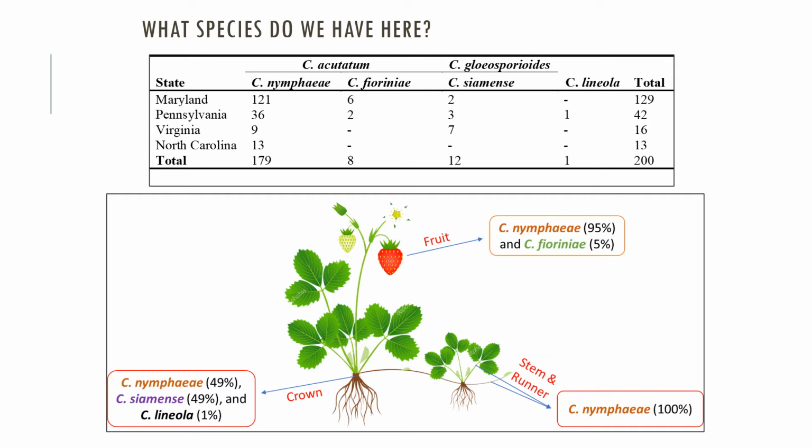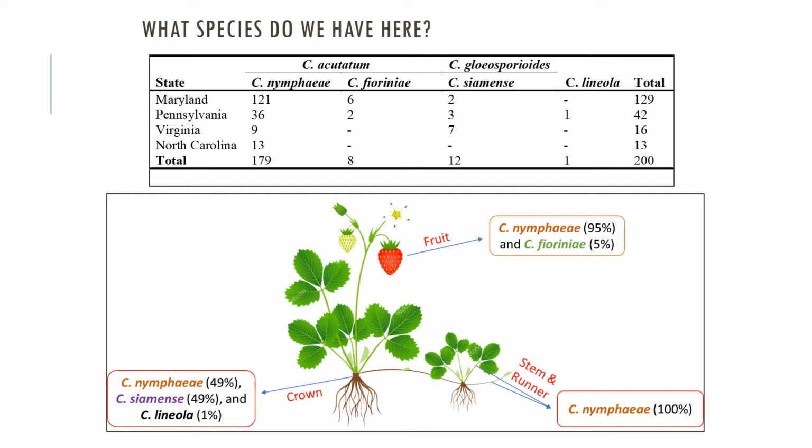Looking at the species from different host tissues, for those from the fruit, 95% were Colletotrichum nymphaeae and 5% were Colletotrichum fioriniae. With regard to isolates from the crown, 49% was nymphaeae and 49% was Colletotrichum siamense, which belongs to the gloeosporioides complex, and the Colletotrichum nymphaeae lineola only made up 1%. As for the isolates from the stem and runners, all of them were found out to be nymphaeae. Now, however, most of our isolates were from the fruit, and Colletotrichum siamense, again, that's species under gloeosporioides, would be expected to be more prevalent if there are more isolates from the crown.